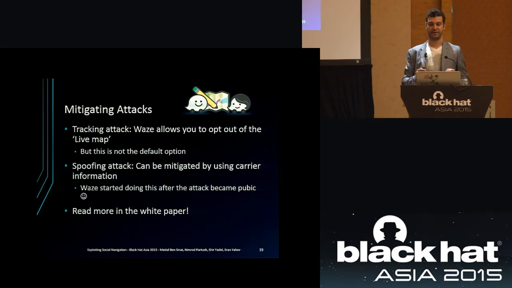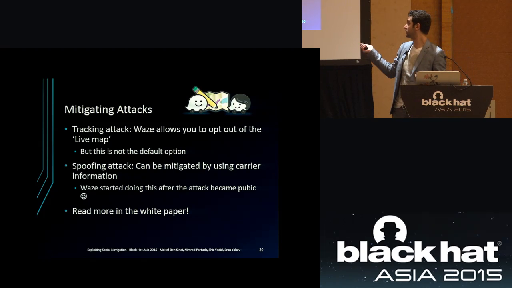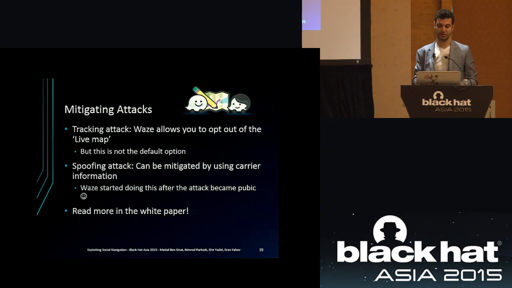Okay, real quick about mitigating attacks. We'll start with the tracking attack. Waze actually already allows you to opt out of the live map, but this is not the default option, and people are not really aware of what happens if they don't opt out. For the spoofing attack, we suggested a mitigation that uses carrier information, meaning the phone number and SIM information. We saw that Waze started doing this after the attack became public and after we gave them our material. There are a lot more details, and you can read it all in the white paper.